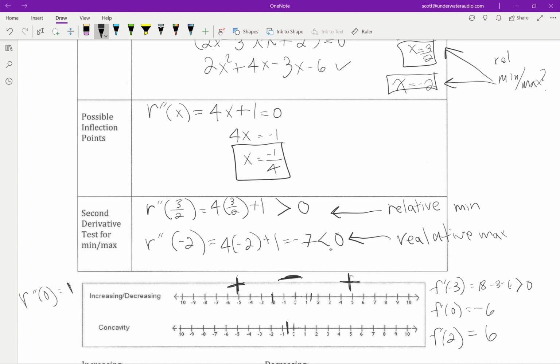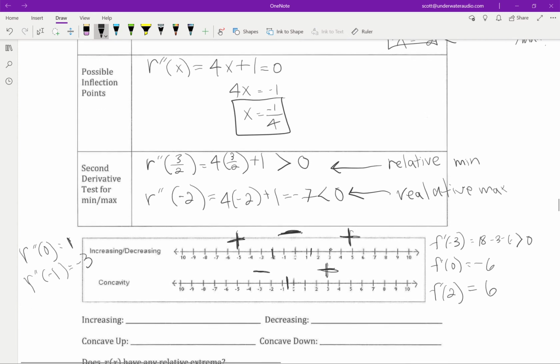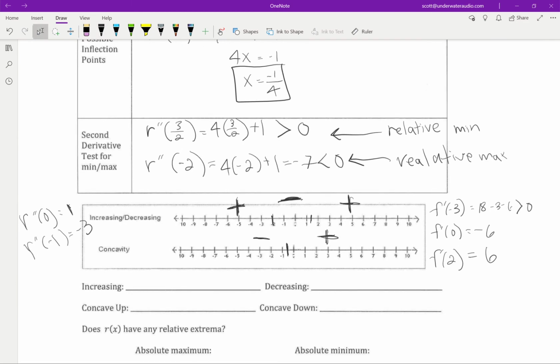So next I'll try something to the left of my possible inflection point. I'll try -1. If I plug in -1, I get -4 plus 1, or -3. So I have that it's positive to the right of the possible inflection point, and negative to the left. That tells me it for sure is an inflection point because it changed concavity at that point.